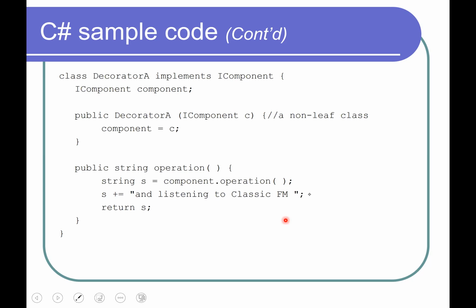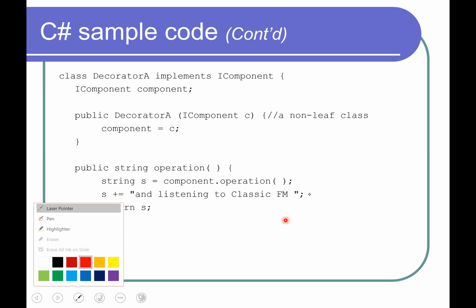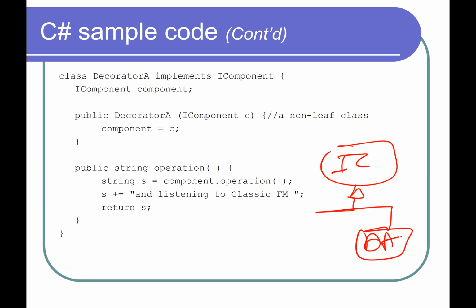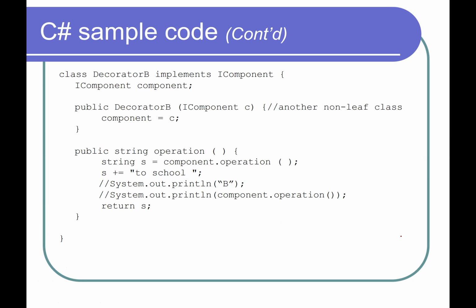So this is decorator A. So far, this is what we have: the IComponent, and then decorator A. Next up, I have another decorator called decorator B. It also takes another one because it's the same exact thing as decorator A. It has to take something else.